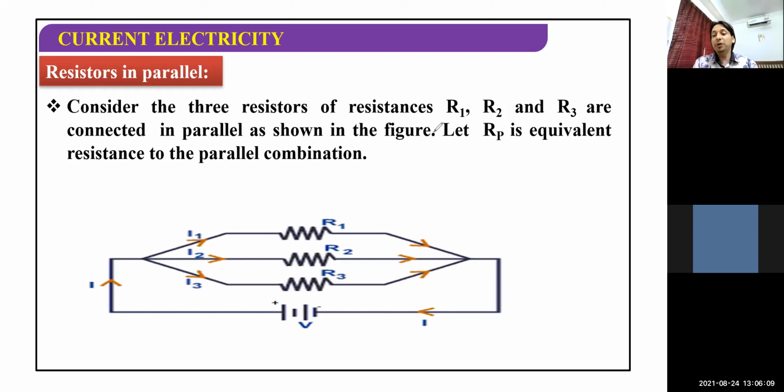And what about the constant? In parallel combination, there is a certain thing that remains constant. In parallel, what is constant? Voltage. Voltage, children. Voltage V remains constant across each resistor. What do you mean by this statement, children? That V remains constant. This is the voltage.